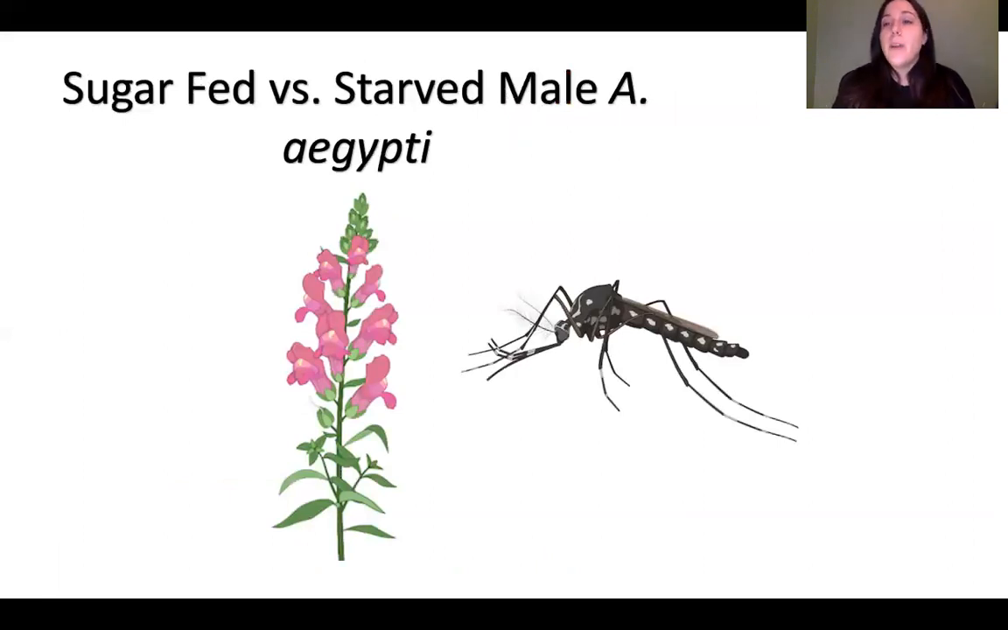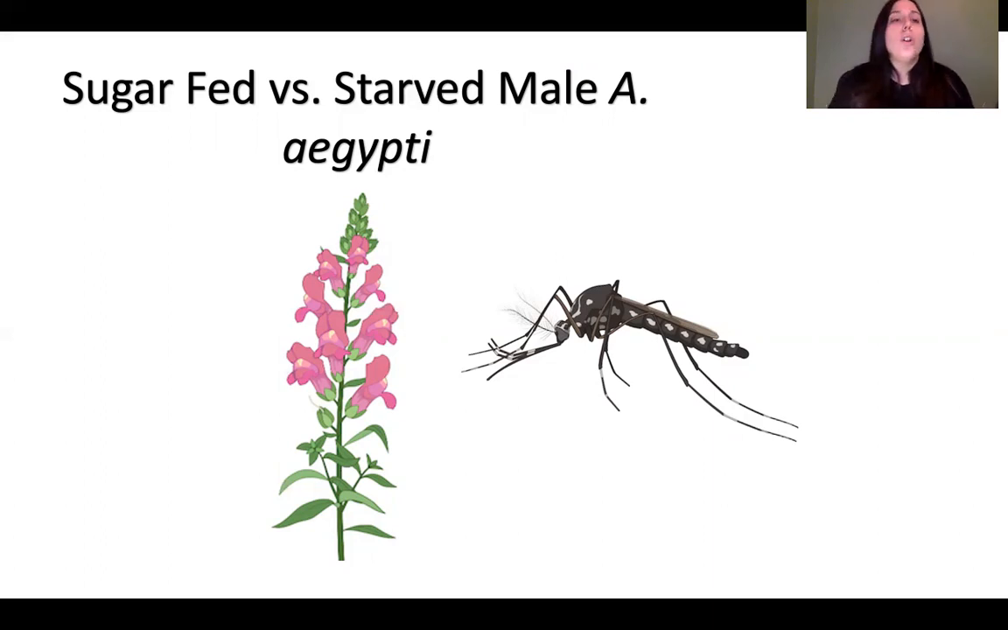Now, skipping away from the females for a moment, I just wanted to touch on some new work that we are continuing to do, which is looking at the effects of a diet on the male Aedes aegypti. Male Aedes aegypti require a nectar meal in order to survive, and they do not blood feed, so that is unique to the females of the species.